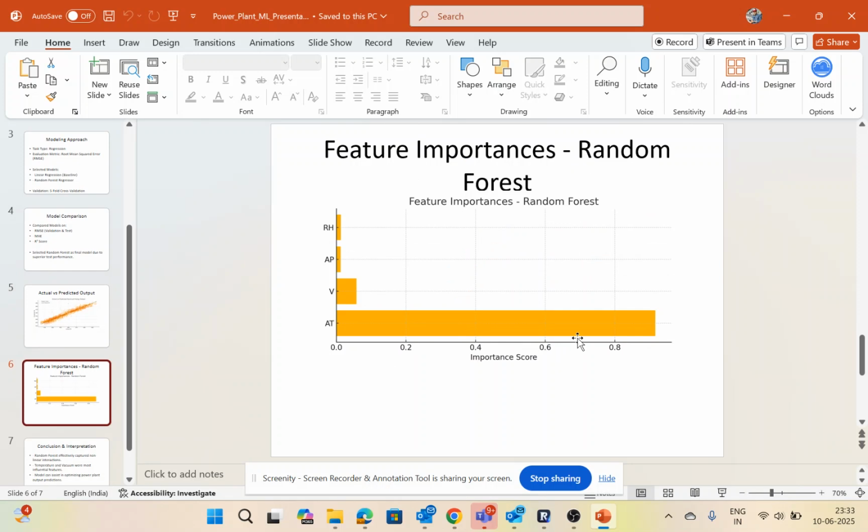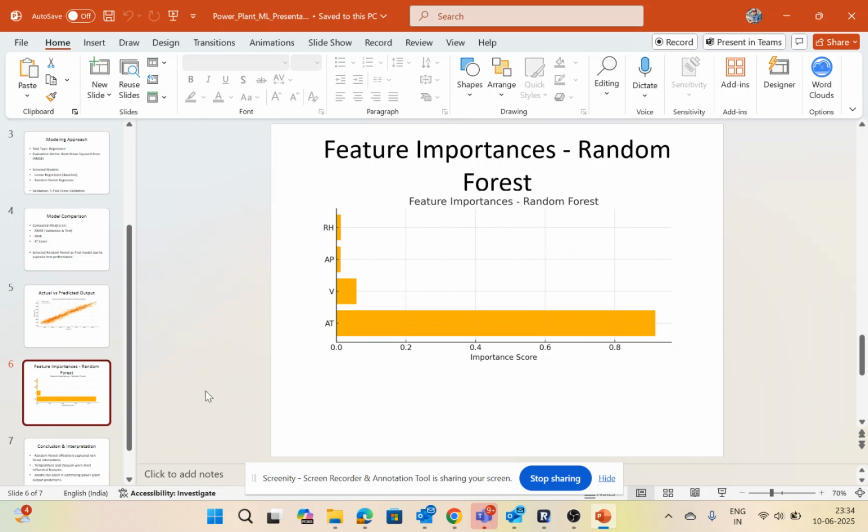Beyond just performance, it's important to understand why the model is making the predictions it is, in terms of interpretability. This brings us to feature importance. Here, ambient temperature (AT) is by far the most important feature. This makes sense because temperature directly influences the turbine's efficiency. The exhaust vacuum comes next, likely because it reflects how effectively gases are being expelled. Relative humidity and ambient pressure play smaller roles, but they still contribute to the overall model and the final outcome. This kind of interpretability is very crucial in real world settings where operators might need to act on the model's recommendations.